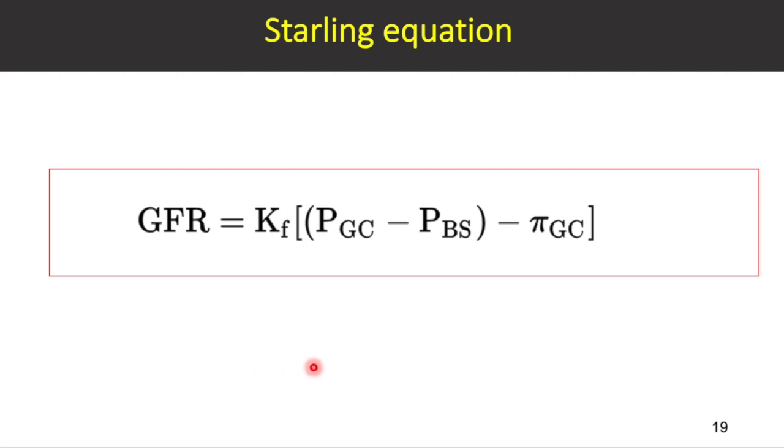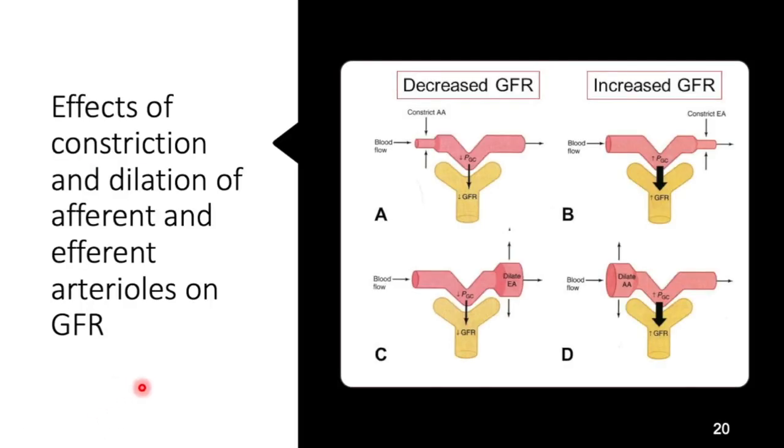So in summary, GFR is equal to Kf, the filtration coefficient, times the net filtration pressure, which is glomerular hydrostatic pressure minus Bowman's capsule hydrostatic pressure minus glomerular oncotic pressure. So this is how GFR is calculated. There are many factors that may affect GFR. One of the factors is constriction and dilation of the afferent and efferent arterioles.